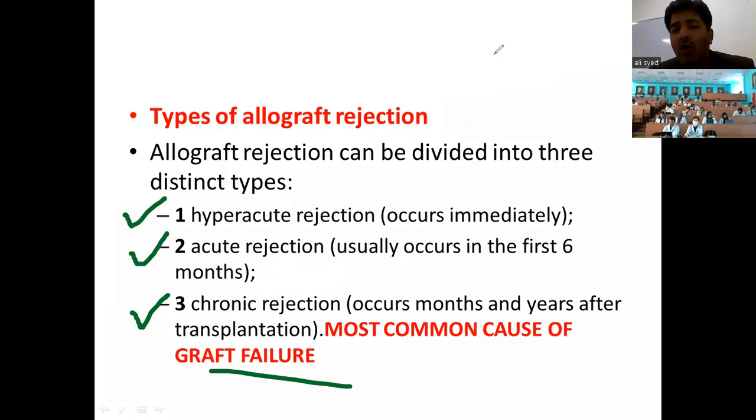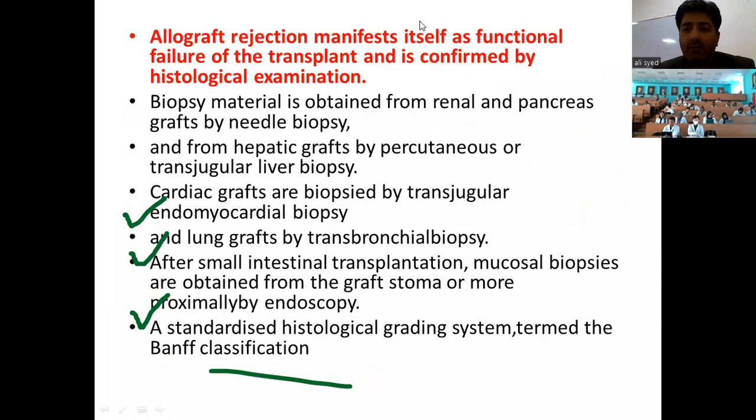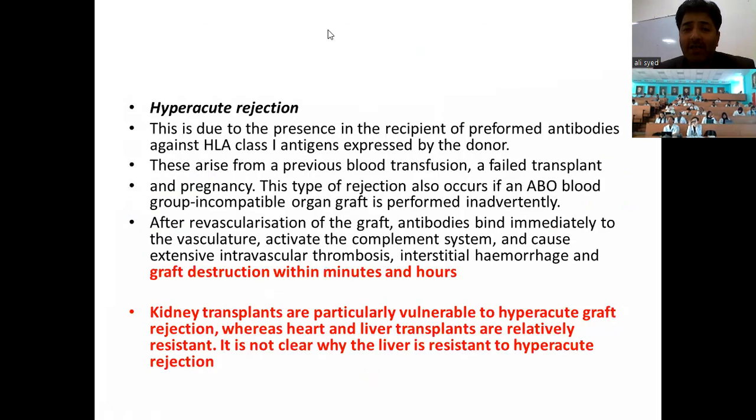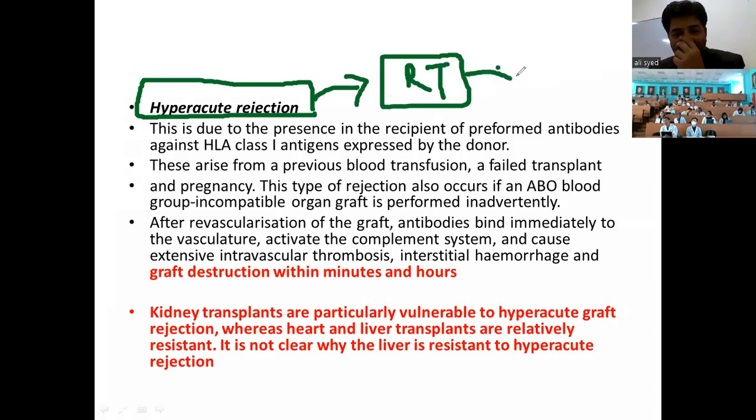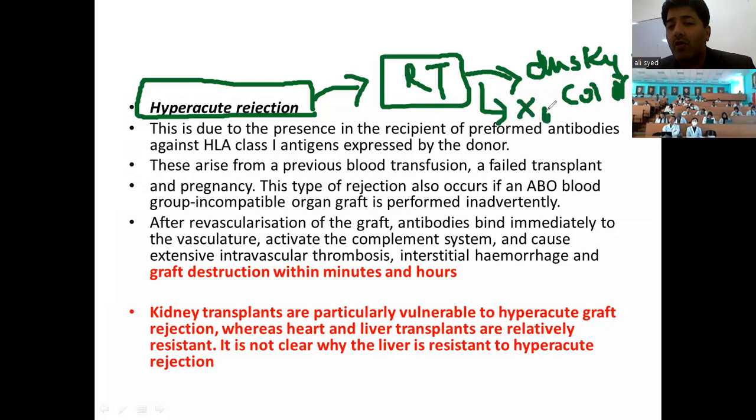So first of all, we must know what is hyperacute rejection. See here, everyone. Hyperacute rejection means that, for example, you are performing renal transplantation. You take a kidney from the donor and now you transplant it into the patient. And as you transplant it into the patient, it immediately rejects that kidney. How are you going to know? The kidney will change its color. It will become dusky in color. And there will be no urine formation.